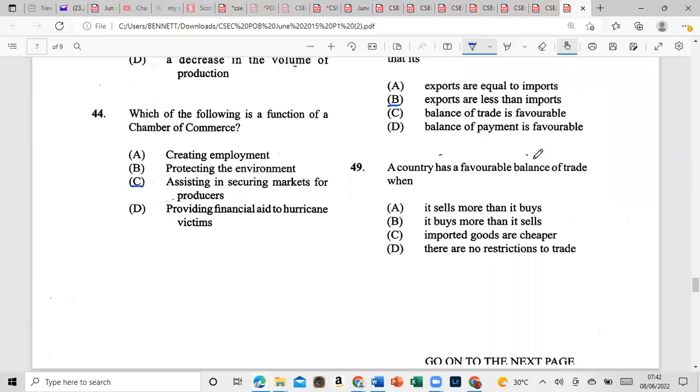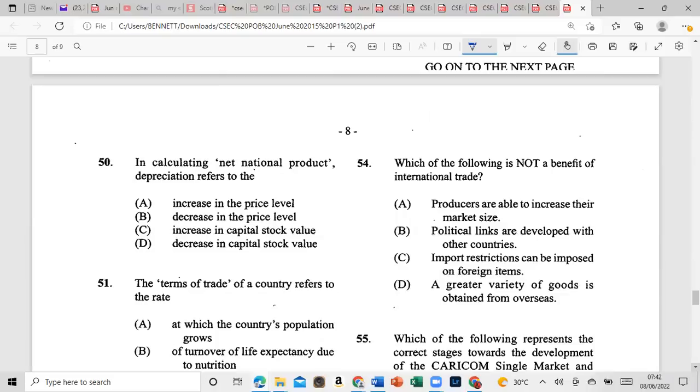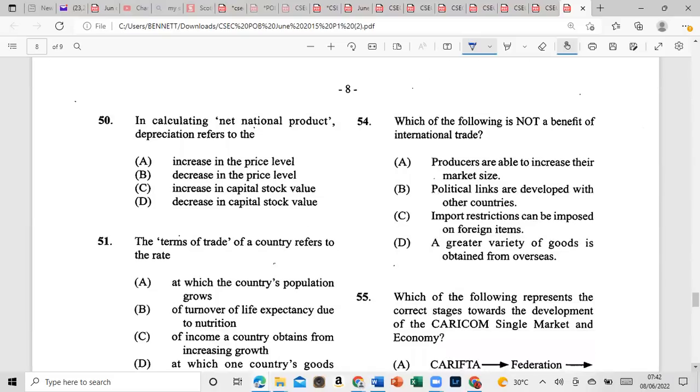49. A country has a favorable balance of trade when A, it sells more than it buys. B, it buys more than it sells. That's Jamaica, buys more than it sells. C, imported goods are cheaper. D, there are no restrictions to trade. Anyway, it's A, it sells more than it buys. All right, so that's a favorable balance of trade. And that is what we need to get for the Caribbean. We need to build as a people and be a force to reckon with in the world.